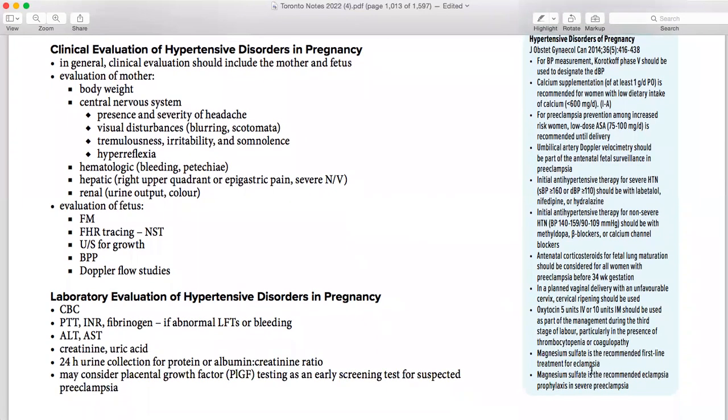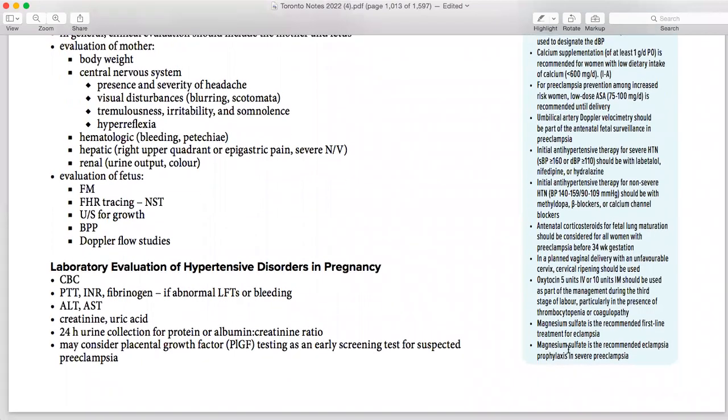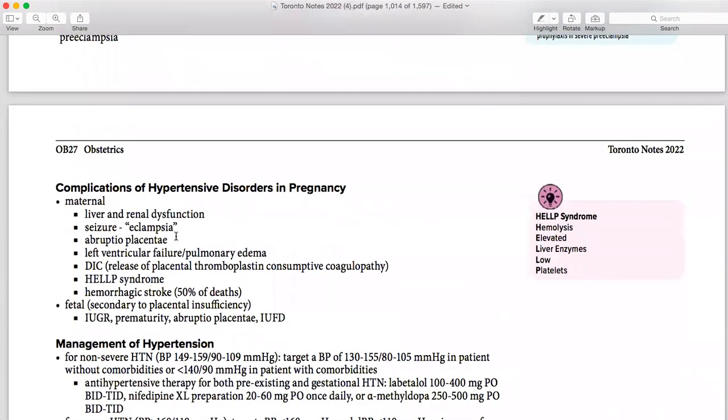Magnesium sulfate is recommended as the first line treatment of eclampsia. Eclampsia comes only when there are convulsions, not before that. Magnesium sulfate is also recommended as prophylaxis in severe preeclampsia. And when is the prophylaxis used? When she already has the history of that. Okay. Then comes the complication.